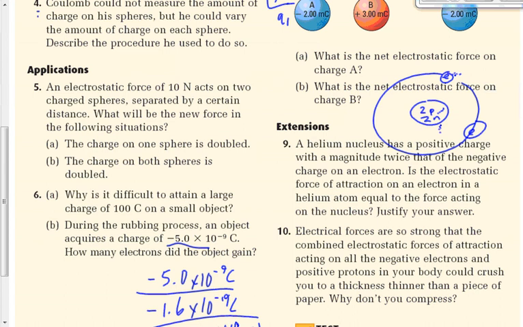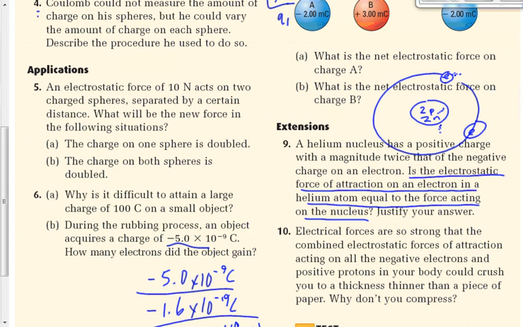Here's the question. Is the electrostatic force of attraction, and it is attraction, right? Positive attracts negative, in a helium atom equal to the force acting on the nucleus? So we know that the electron pulls on the nucleus. We know that the nucleus pulls on the electron. Are the forces equal? Or because the charge on the nucleus is bigger, is one of those 2 forces bigger than the other? Rucker? Good. They're going to be the same, but they're going to be in opposite directions.